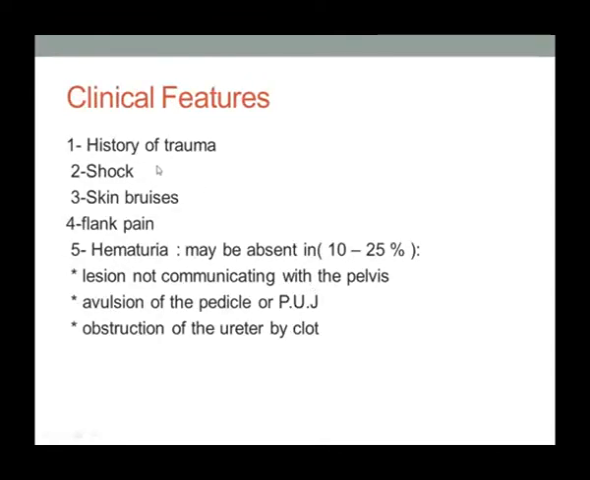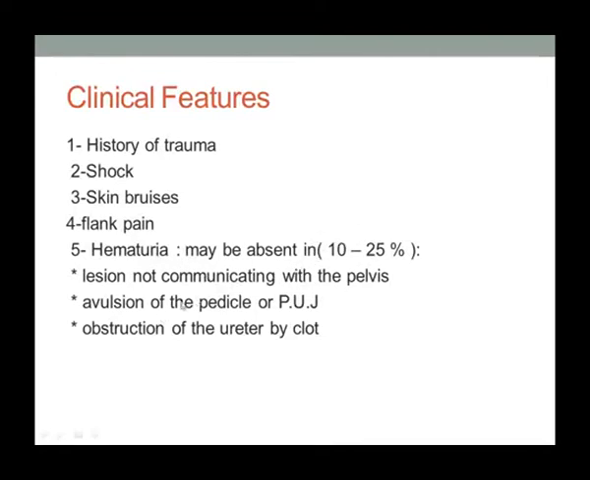Patient can present with a history of trauma, shock, and skin bruises; there are bruises over the renal area from direct trauma, and flank pain and hematuria. Hematuria is usually a cardinal feature, but it may be absent in 20 to 25% of patients.